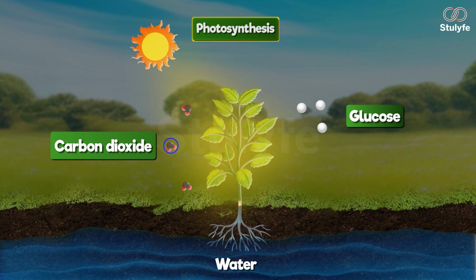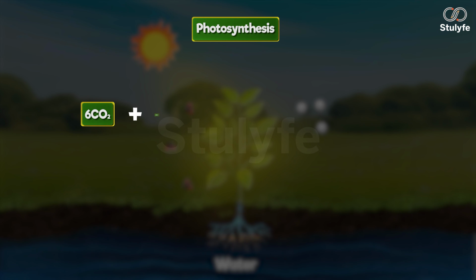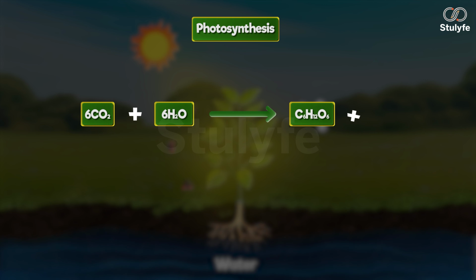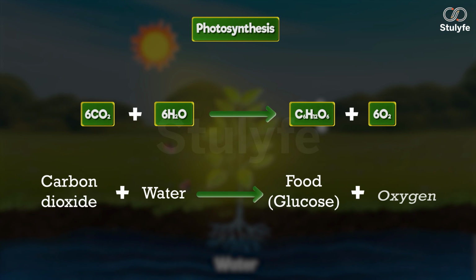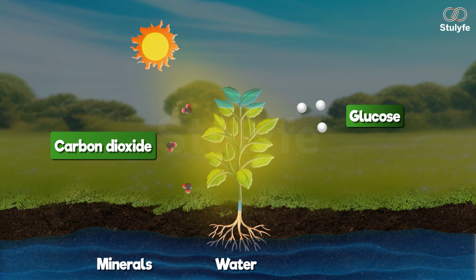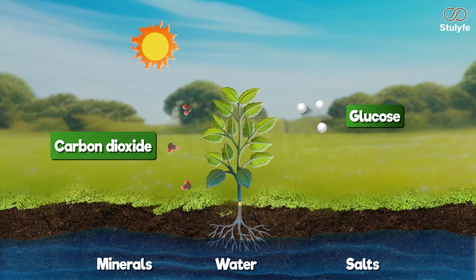The reaction of photosynthesis is as follows, that is 6CO2 plus 6H2O gives C6H12O6 plus 6O2. That is, carbon dioxide plus water gives glucose plus oxygen. The nutrients like water, minerals and salts are absorbed from the soil by the roots of the plants, which are then transported up to the leaves through the stem.